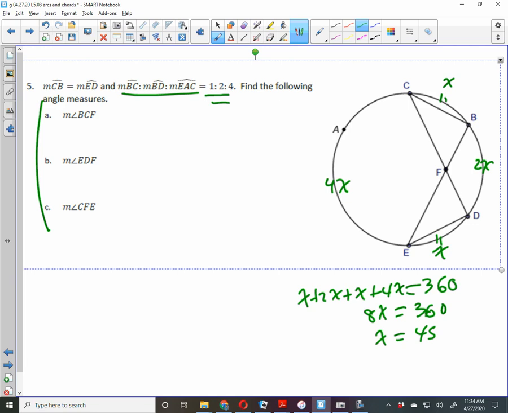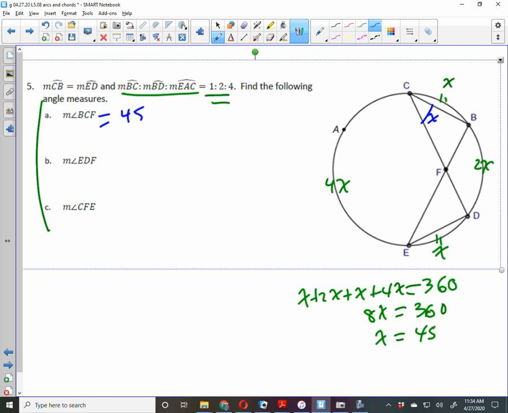So we now have, let's see, angle BCF. B would be BCF. They're talking about this is going to be half of that. Well, we know x is 45, so this has to be 45, right? This is x.